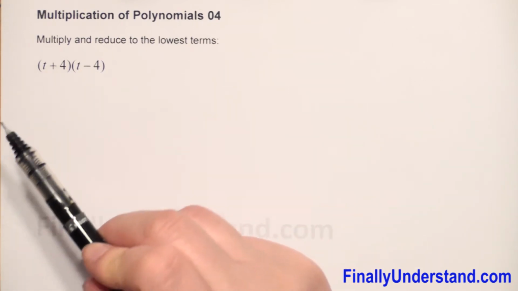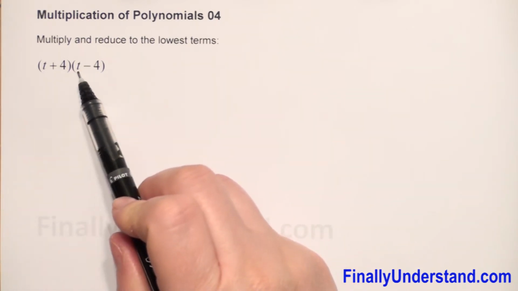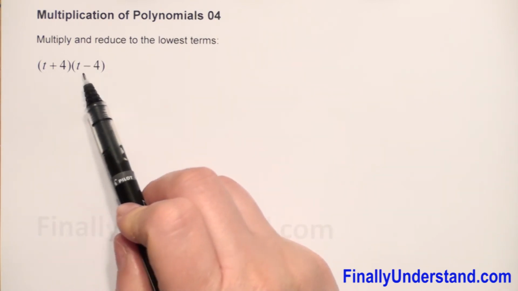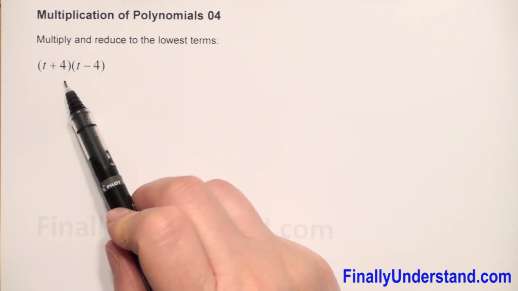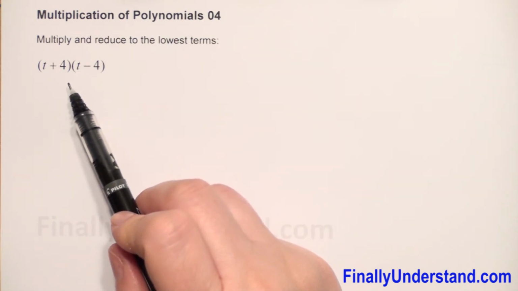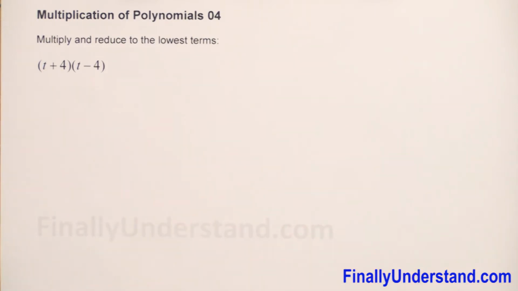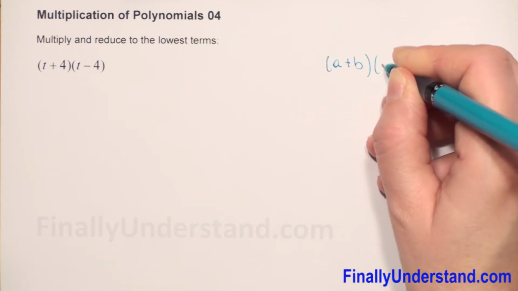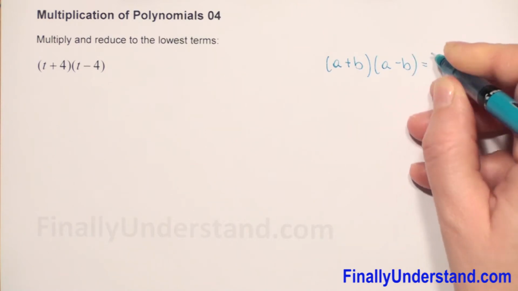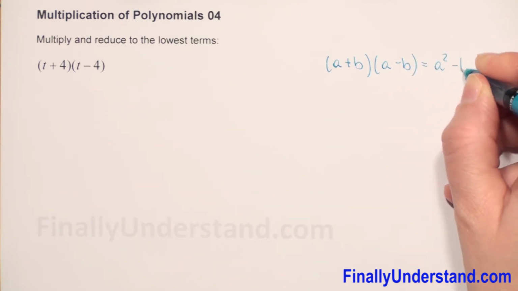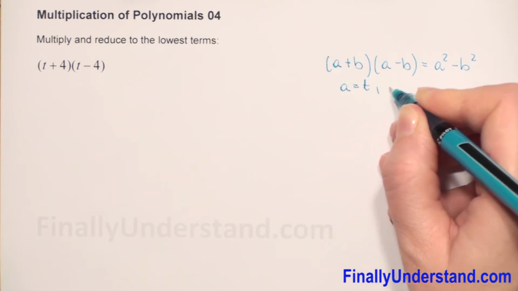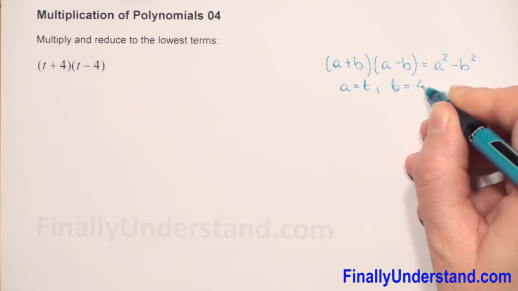Or if you see that we have t and t, the same variable, and number 4 with different sign, so we have here the difference of two perfect squares formula. Let me remind you, when we have (a + b) times (a - b), this is equal to a square minus b square. In our example, a is equal to t and b is equal to 4.